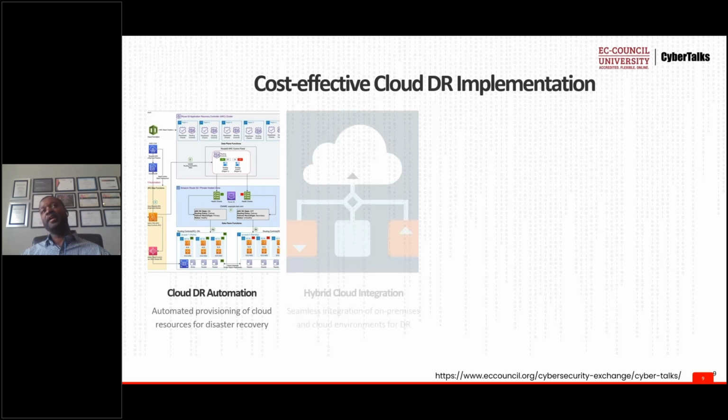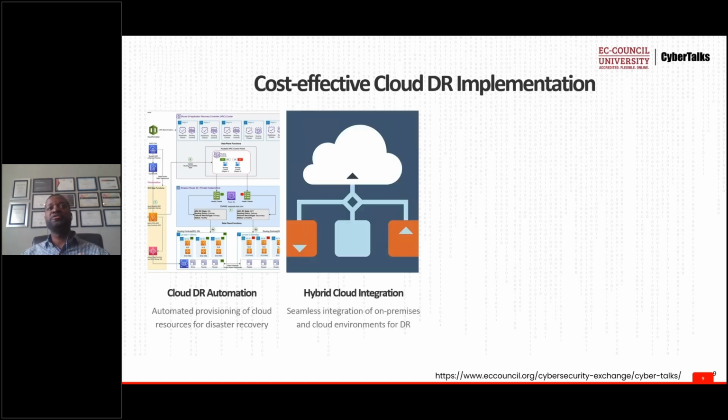Next is hybrid cloud integration, and this is where on-prem and cloud environments come together. Seamless integration ensures you can protect legacy systems while still leveraging the scalability and the usage of the cloud.